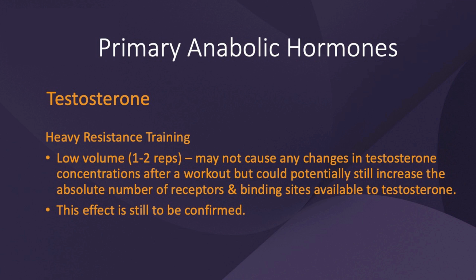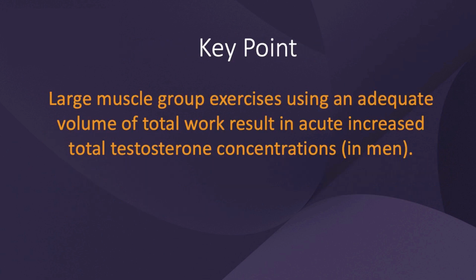It's worth noting that heavy resistance training with low volume, that's around that 1 or 2 repetition range, may not change testosterone concentrations in your blood, but it could potentially increase the number of receptors in the muscle tissue, making more binding sites available for testosterone. In summary, large muscle mass exercises with adequate total work volume result in greater acute increases in total testosterone concentrations.